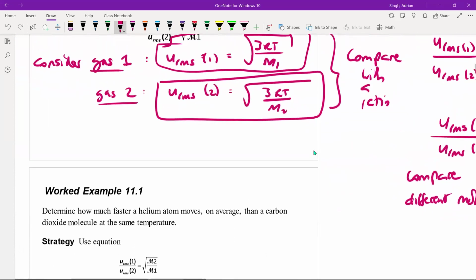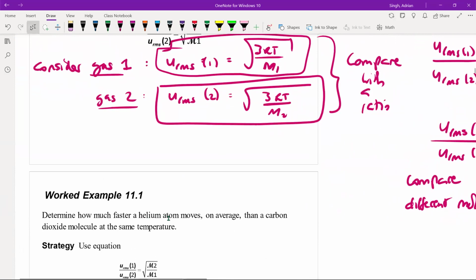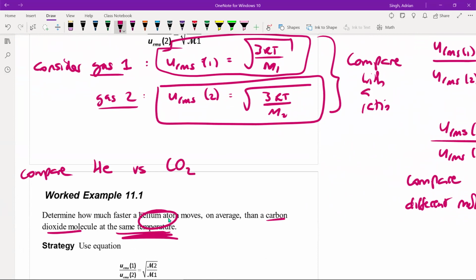So it says here, determine how much faster a helium atom moves on average than a carbon dioxide molecule at the same temperature. All right, so now we're comparing. Take a look at this. We're going to compare a helium atom, so He, to carbon dioxide, CO2. Right, and we're looking to see how much faster the helium moves.